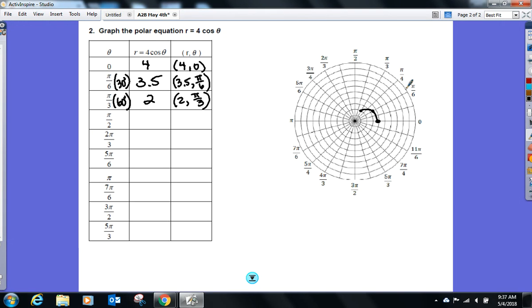Any issues? Sorry I'm going so slow, but I want to make sure we got this. Now, when you guys do this on your own, if you'd rather fill in the table on your own and then graph, that's fine. Or if you want to do it like we're doing, find a coordinate, graph a coordinate. All right, pi over 2.